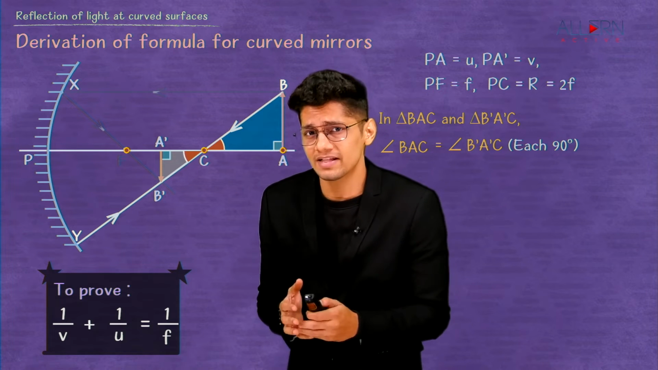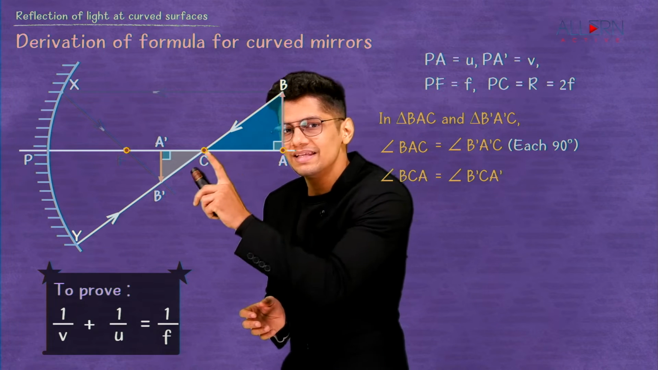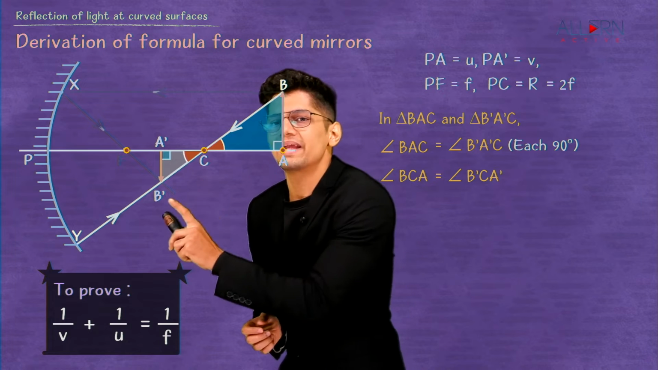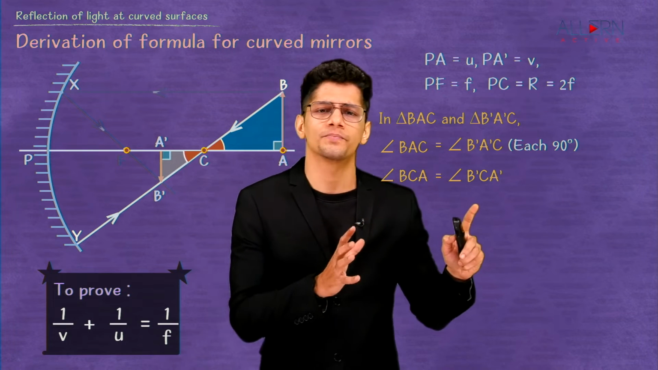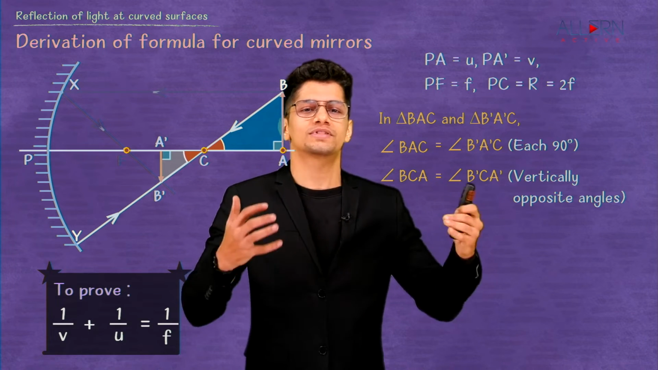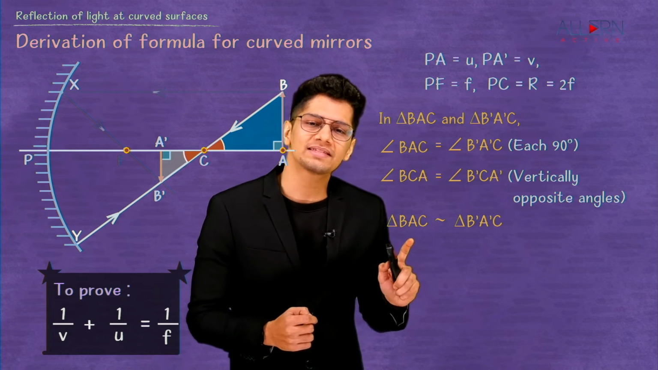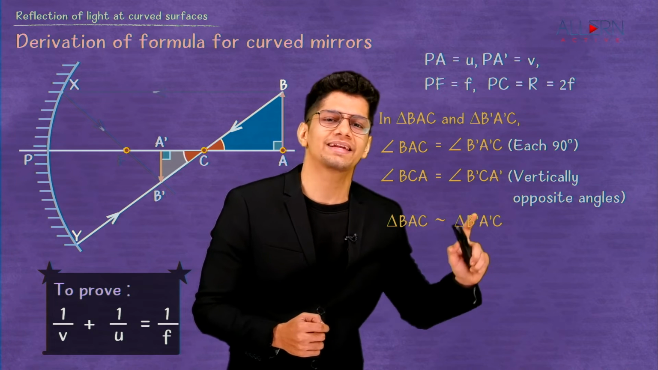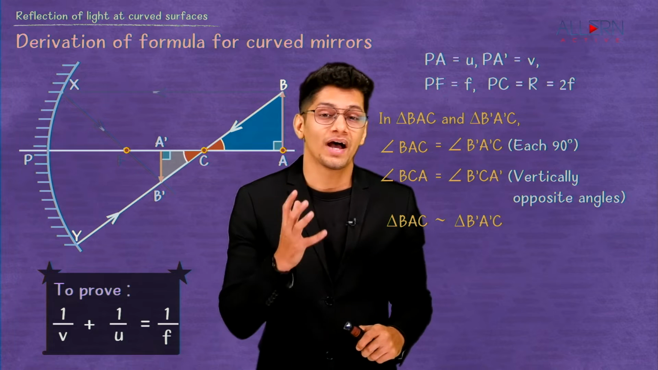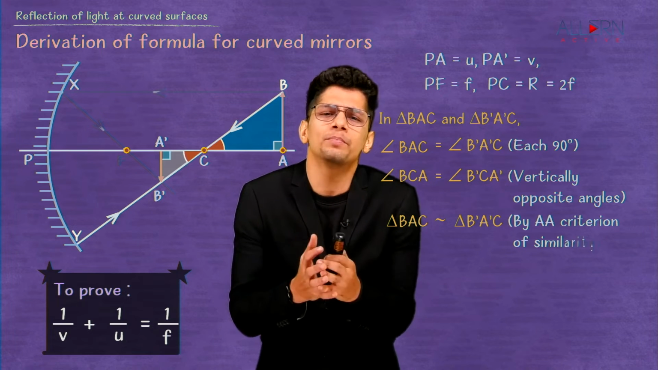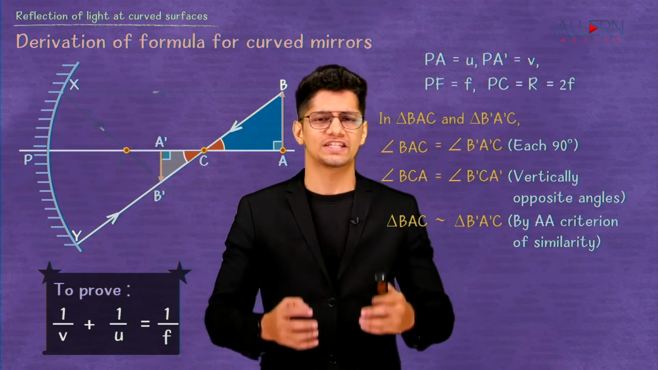Now the next pair of angles you can see over here is angle BCA equal to angle B dash A dash C. So here, what is the reason? Vertically opposite angles. So we have proved the two triangles to be similar, triangle BAC similar to triangle B dash A dash C. Now, what is the reason for that? The reason is simply by AA criterion of similarity.